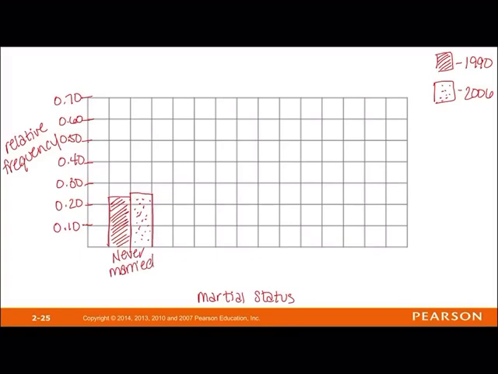The next bars are going to represent our married group, and our married group in 1990 was approximately 62 cents. So 62 cents is more than 60 cents, but less than 70. So there will be that one. And we're using the color in to represent 1990. And then in 2006, it went down to 58 cents, which is a little less than 60. And we're putting dots in there to represent that one. And that was my married.